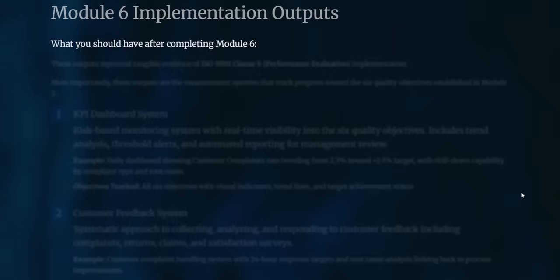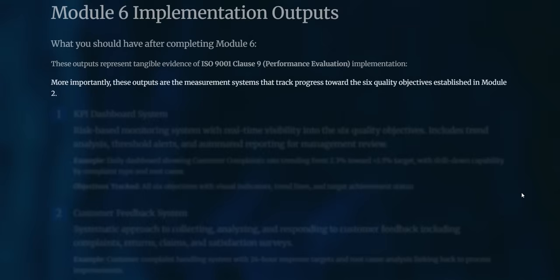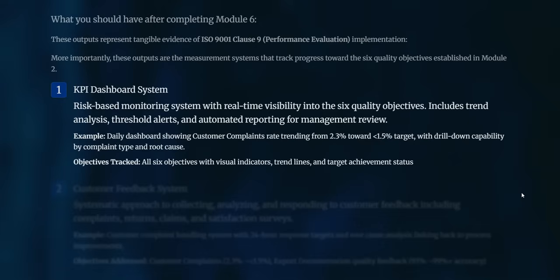What you should have after completing Module 6. These outputs represent tangible evidence of ISO 9001 Clause 9 performance evaluation implementation. More importantly, the following outputs are measurement systems that track progress towards the 6 quality objectives established in Module 2. In your own organization, you can use these outputs to confirm effective implementation or the need for rework.